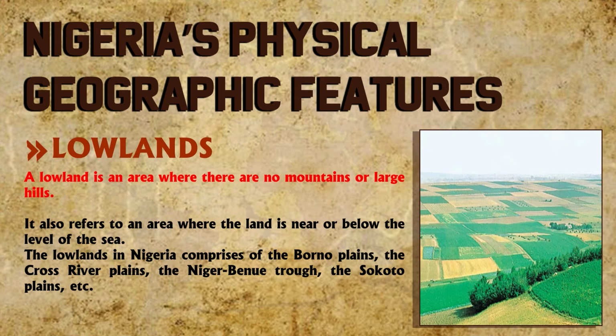And lastly, we'll be looking at lowlands. Lowlands are areas where there are no mountains or hills. And in this area, the land is near or below sea level. The lowlands in Nigeria include Borno Plains, the Cross River Plains, the Niger-Benue Trail, the Sokoto Plains, and lots more. This brings us to the end of today's lesson.